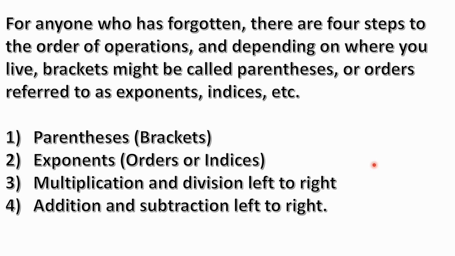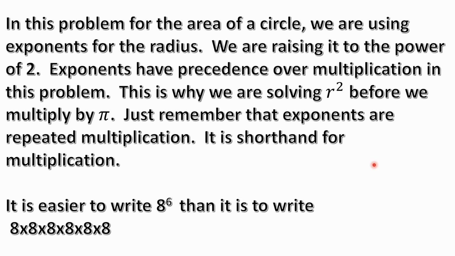And so one of those steps is exponents. In r squared, you have exponents. The two is an exponent. So exponents have priority over multiplication. That's why you're actually squaring the radius before you're multiplying by pi. A lot of people don't realize that. I mean, you've got that formula, it's been around forever, but people are forgetting the fact that exponents have priority over multiplication. So that's why. If you look at the problem for the area of a circle, we're using exponents for the radius. We're raising it to the power of 2. Again, exponents have precedence over multiplication in the problem, so we're solving r squared before we multiply by pi.